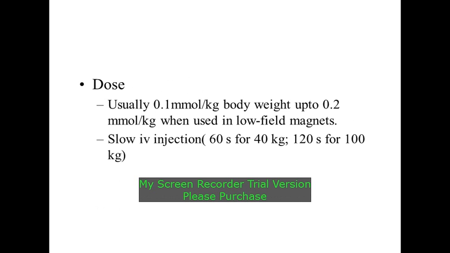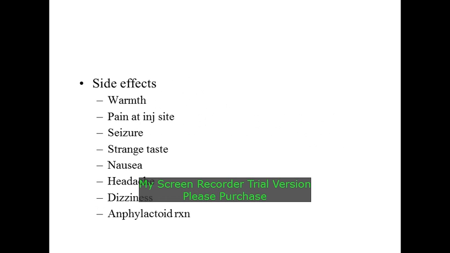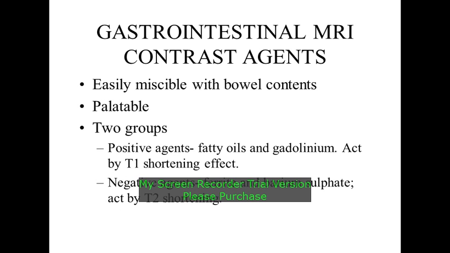Contraindications: there are no absolute contraindications, but roughly similar situations as intravenous iodinated contrast media. Dose: usually 0.1 millimole per kg body weight, up to 0.2 millimole per kg body weight when used in low field magnets. Slow IV injection: 60 seconds for 40 kg, 120 seconds for 100 kg. Side effects: warmth, pain at the injection site, seizure, strange taste, nausea, headache, dizziness, anaphylactic reaction.